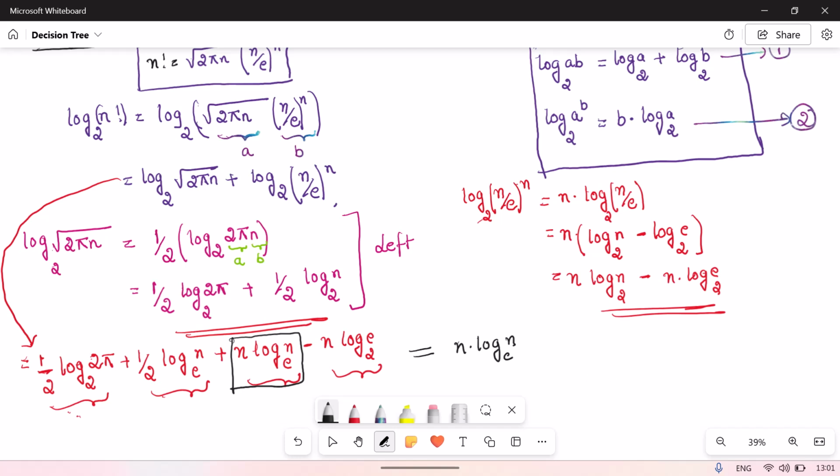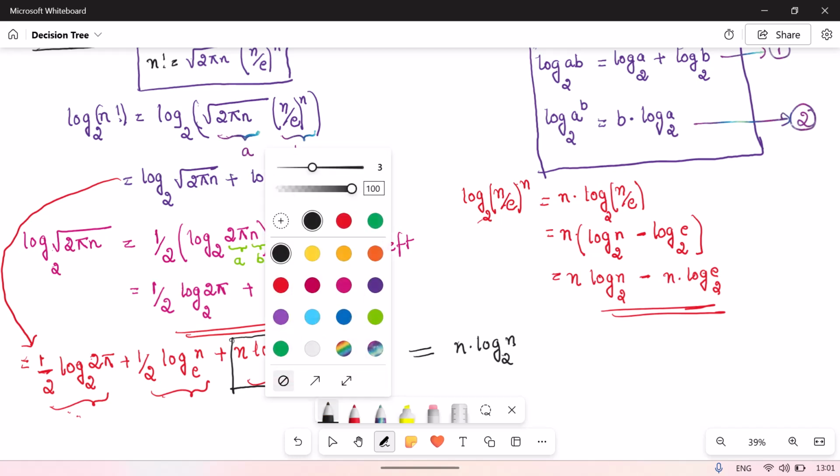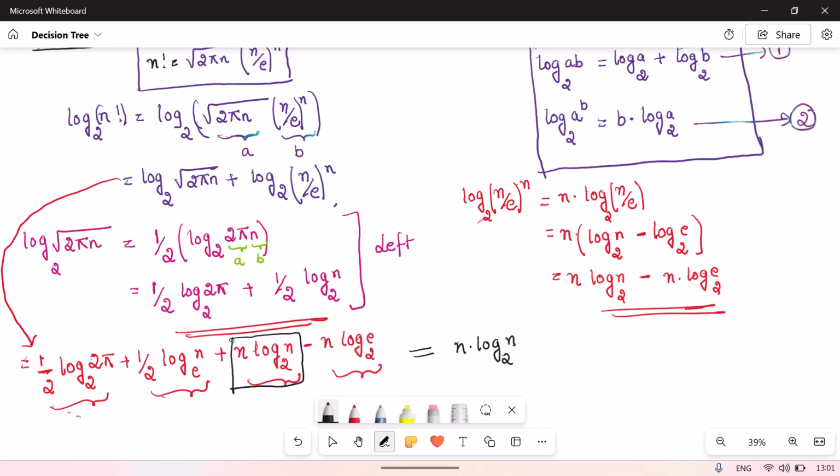So it is not e, it is 2, right? This is not e, this is 2. Hold on, here also let me erase. It is 2. Okay. So the complexity is theta of n log n to the base 2, or when you're considering the lower bound, that means your best time complexity, it will come as omega of n into log n to the base 2.